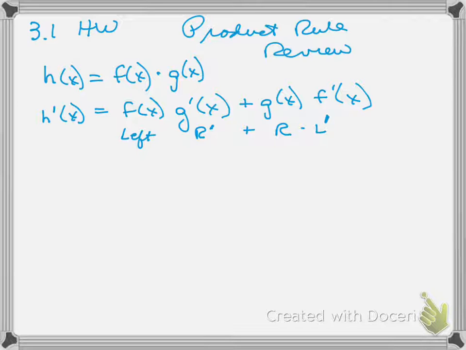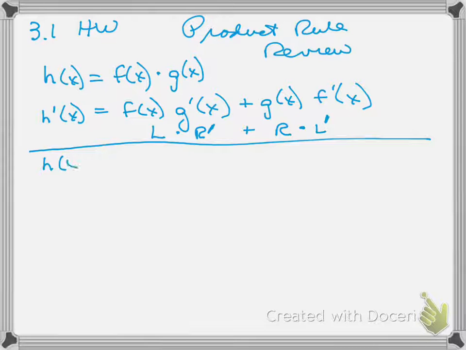So I'm going to erase this and call this just L, just to be consistent. So left d right plus right d left, and these terms are multiplied. Okay, so given that, let's now work on the first problem so we can apply what we just talked about. So h of x equals, and this is number 1, 6x times x squared plus 5 squared.